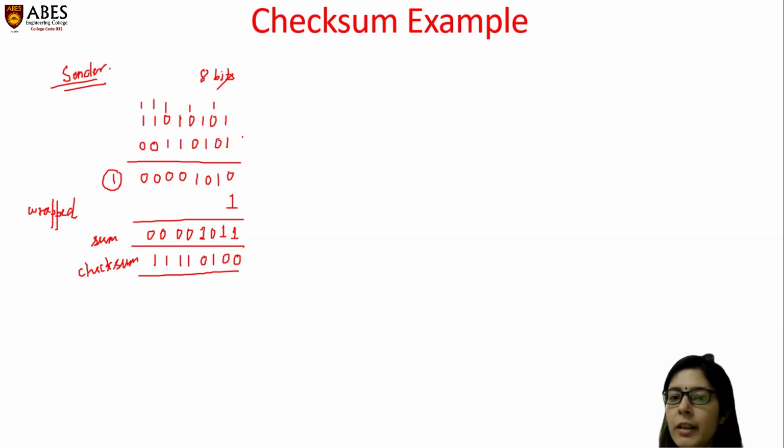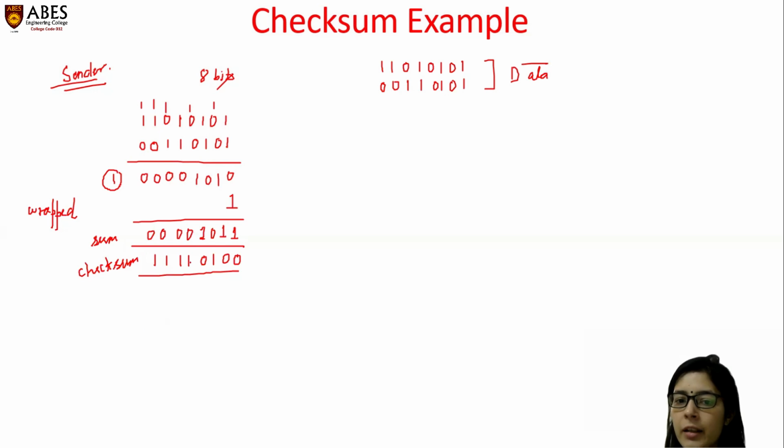Now, when the sender sends the data, let's say this is the data, 11010101 and 00110101. This is the data that the sender wants to send, and this is the calculated checksum. So along with the data, the sender will send the checksum as well. So the checksum is 11110100.